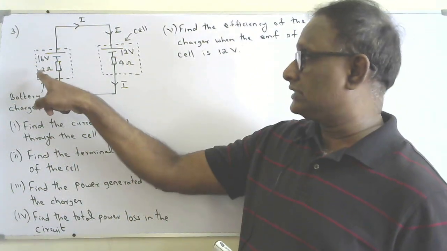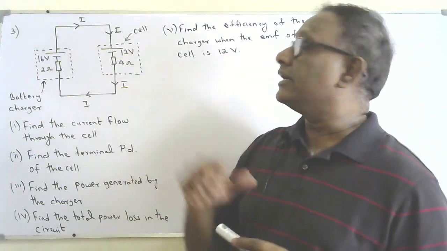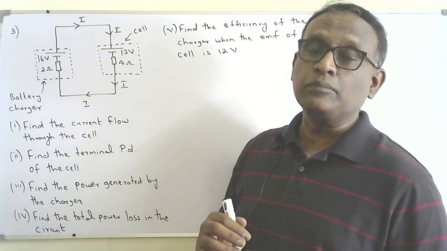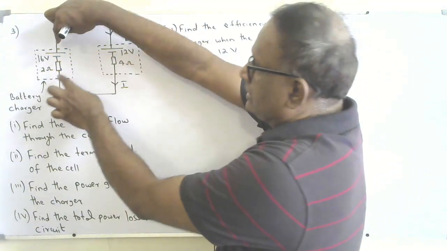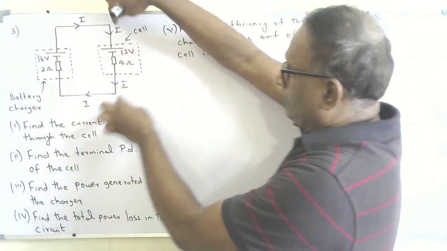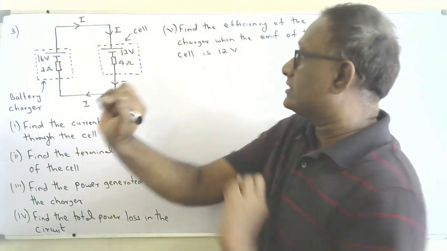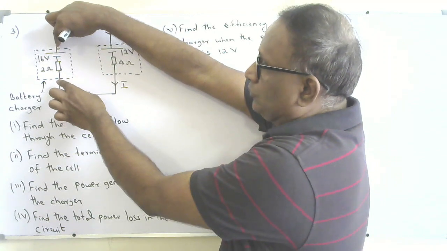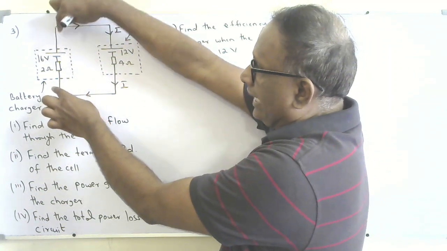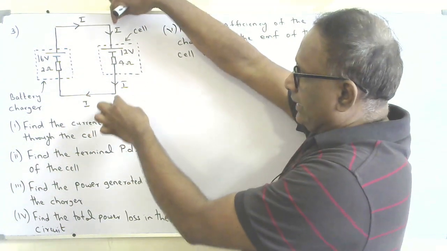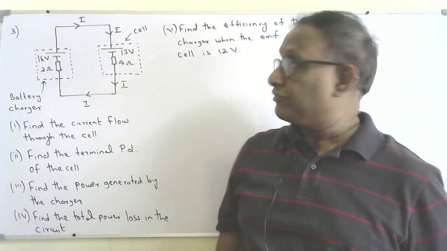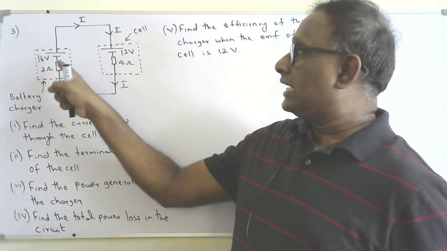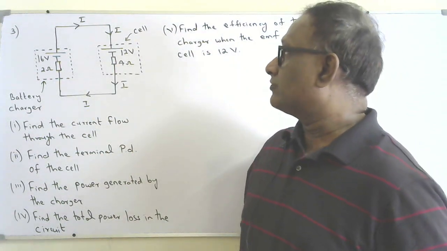So the EMF of the charger must be more than the EMF of the cell. But both will have the same terminal potential difference. Terminal potential difference across the charger will be the same as across the cell, because if you connect a voltmeter here, it will read the terminal potential difference of the charger, but the wire has no resistance, so that means it will read the terminal potential difference of the cell as well, right? So the terminal potential difference of the charger will be the same as that of the cell.